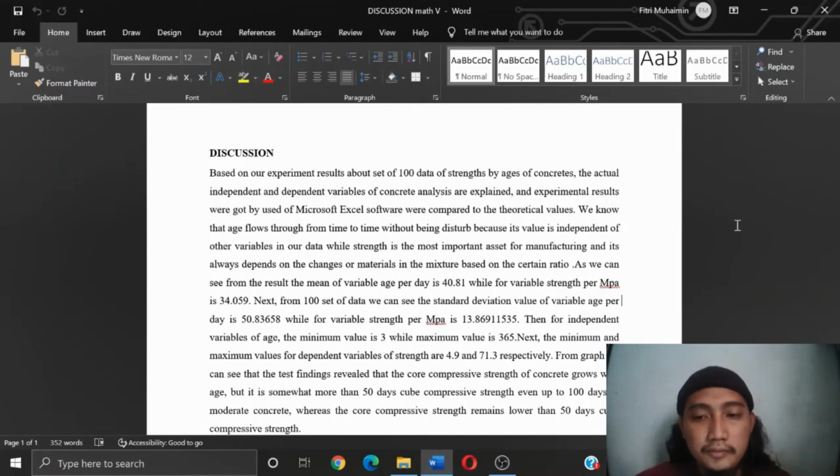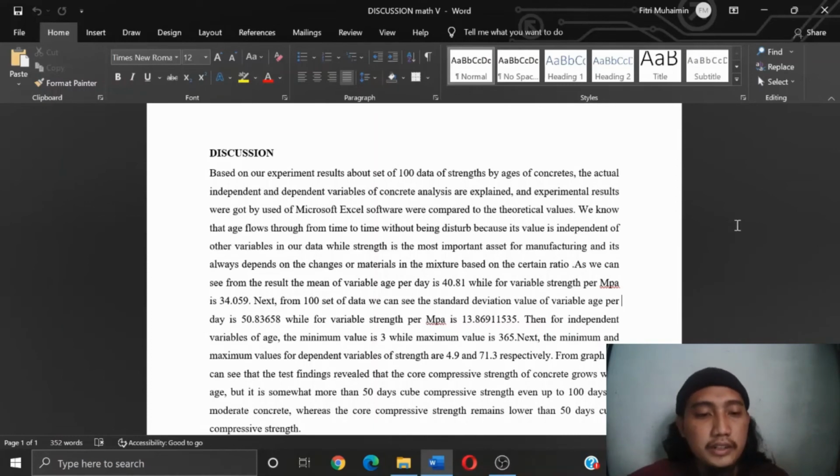Next, from the 100 set of data, we can see the standard deviation value of variable age per day is 50.83658, while for variable strength in MPa it is 13.8691135. Then for the independent variable of age, the minimum value is 3 while the maximum value is 365. Next, the minimum and maximum values for the dependent variable of strength are 4.9 and 71.3 respectively.